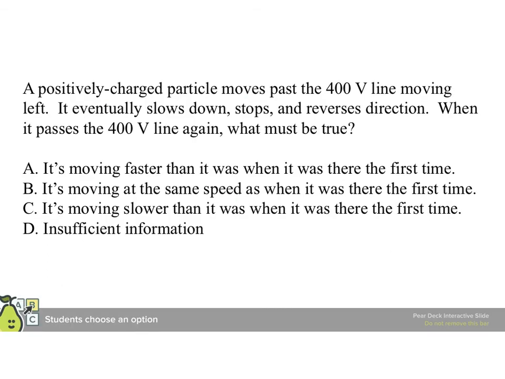All right, a positively charged particle moves past the 400 volt line, moving leftward. It eventually slows down, stops, and reverses direction. When it passes the 400 volt line again, which of these must be true? That it's moving faster than it was when it was there the first time, it's moving the same speed as it was, or it's moving slower, or that you'd need more information.